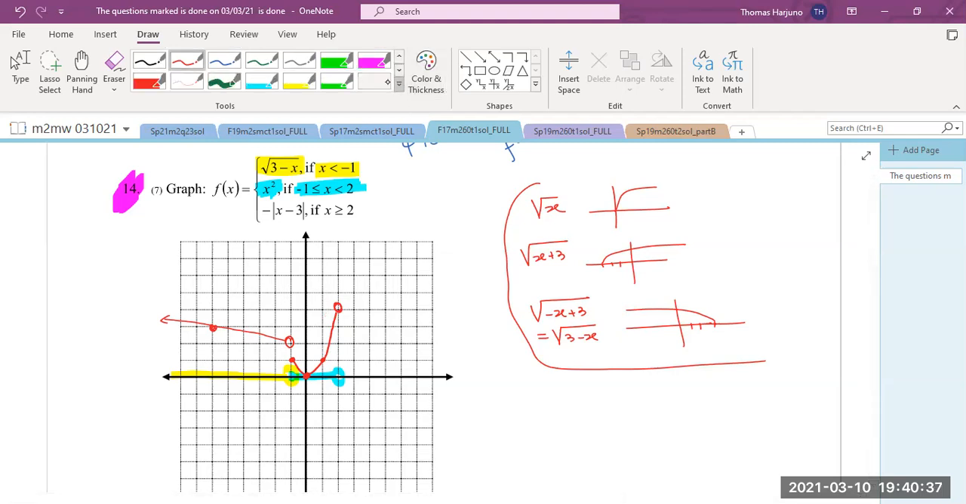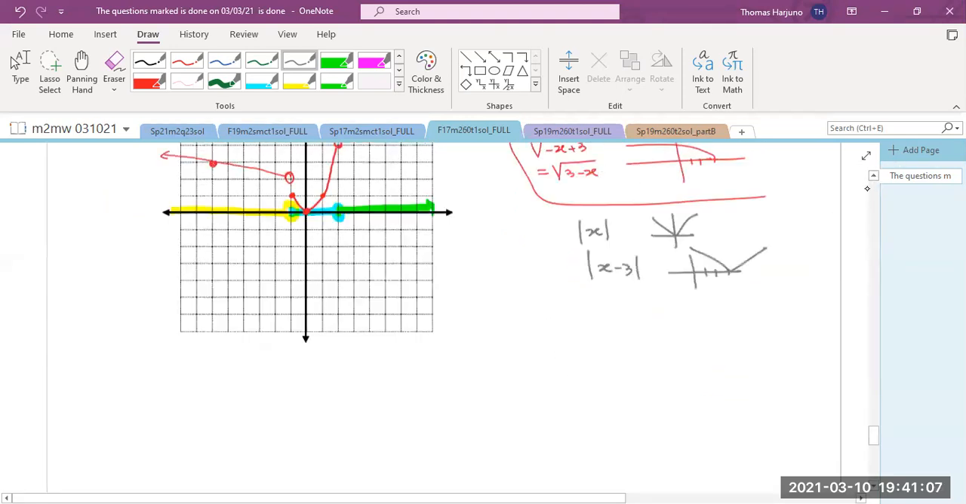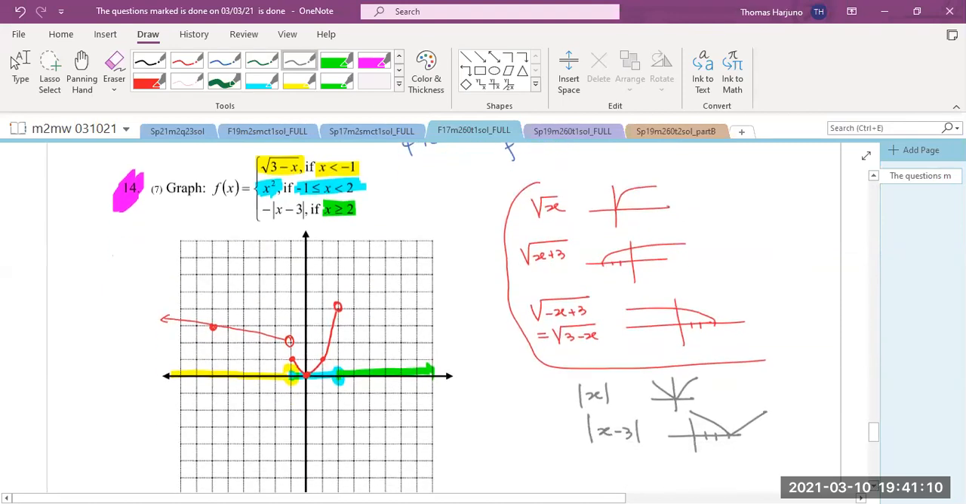And then when x is at least two, so starting from two to infinity, we will use negative absolute value of x minus three. Absolute value of x looks like this. Absolute value of x minus three means I shift to the right three units. And then the opposite of that, oops, too far to the below. My bad. So negative of absolute value of x minus three. So that's upside down. But the vertex is 3, 0. So it's like this.